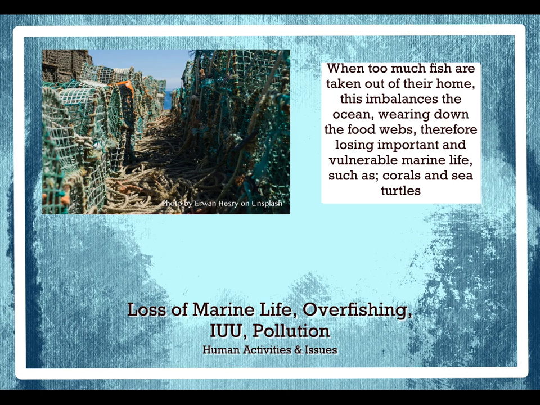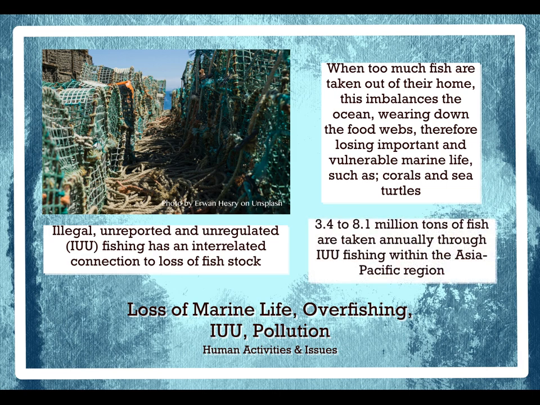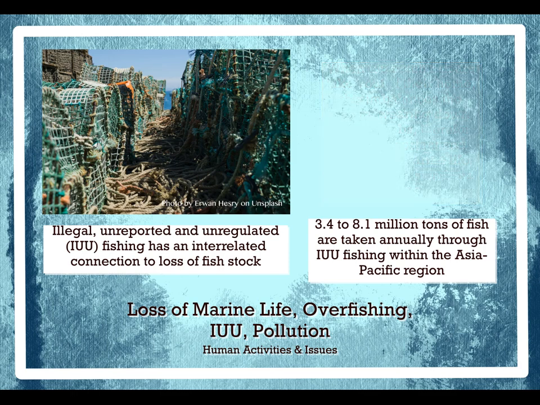Here, when too much fish are taken out of their home, this imbalances the ocean, wearing down the food webs, therefore losing important and vulnerable marine life such as corals and sea turtles. According to the Asia-Pacific Economic Cooperation, illegal, unreported, and unregulated (IUU) fishing has an interrelated connection to the loss of fish stock. About 3.4 to 8.1 million tons of fish are taken annually through IUU fishing within the Asia-Pacific region.